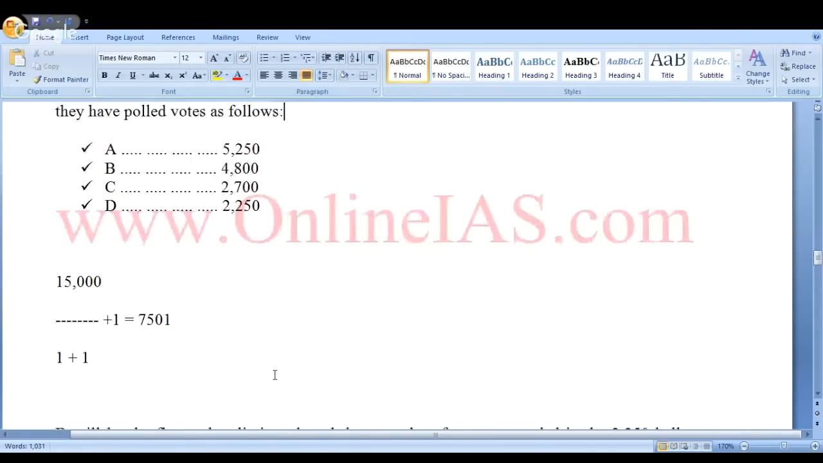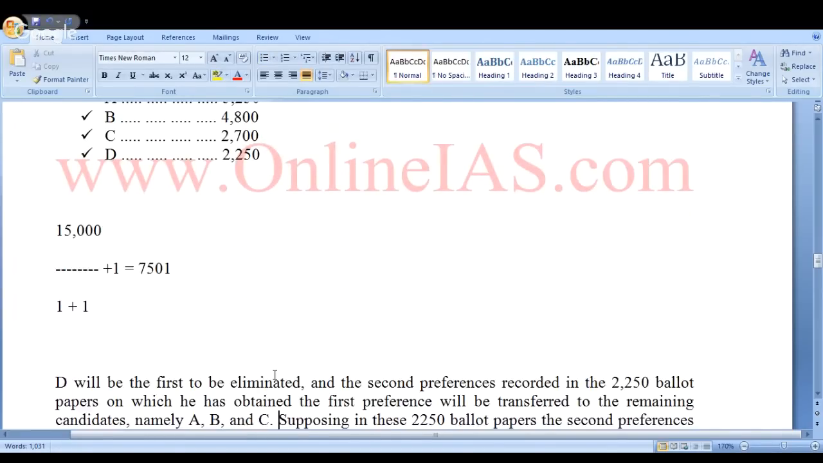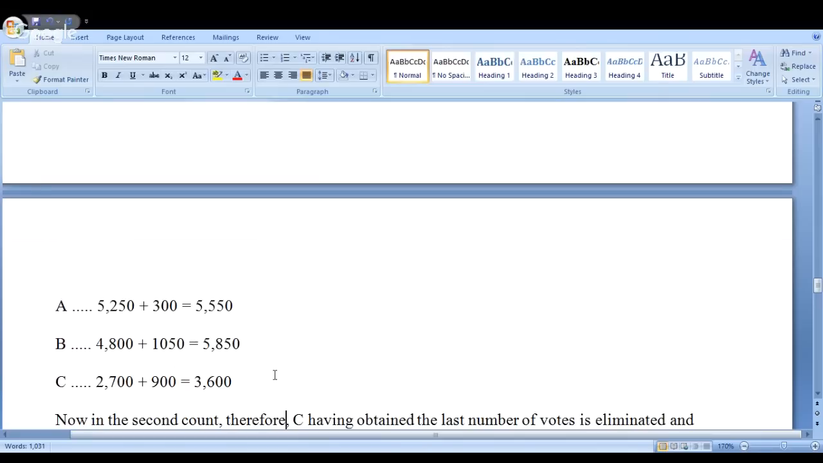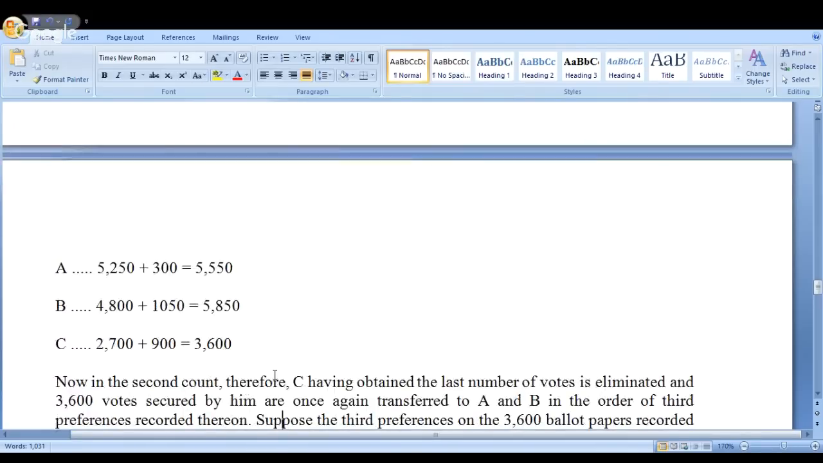Already you have a look at this. A got 5,250, B got 4,800, C got 2,700. Now, since A got second preference votes in the ballot papers polled for D, that 300 will be added to A, 1,050 will be added to B, and 900 is added to C. And how will it be transferred? Have a look at this. A already got 5,250. Now, second preference votes of D have come into the picture in the form of 300. What is the total? 5,550.